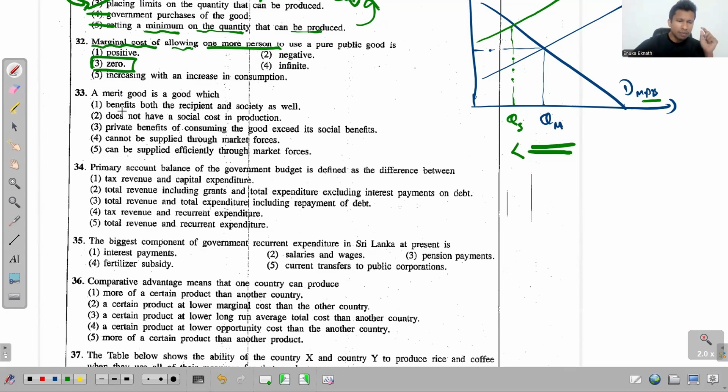First one says benefits both the recipient and society as well. 100% true. If it's a merit good, think about education, think about health.